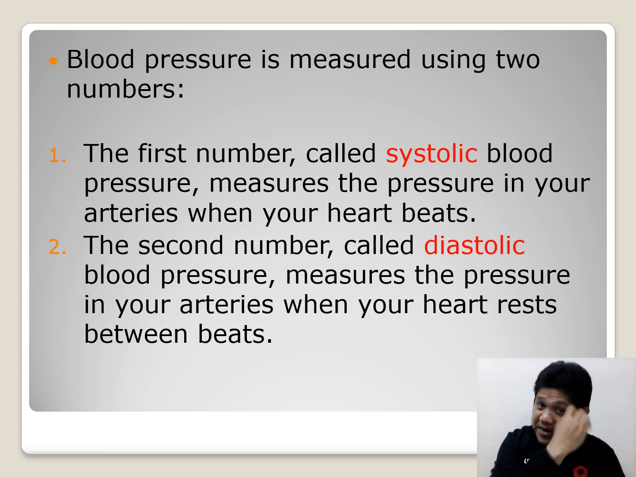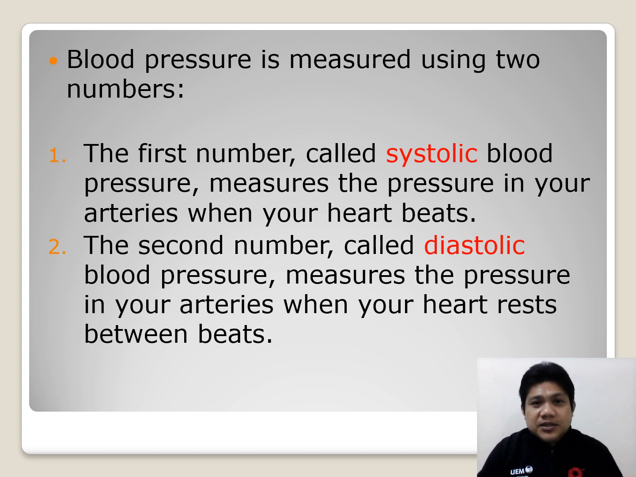This is the explanation for systolic and diastolic. Blood pressure is measured using two numbers. The first number, called systolic blood pressure, measures the pressure in your arteries when your heart beats. The second number, called diastolic blood pressure, measures the pressure in your arteries when your heart rests between beats.